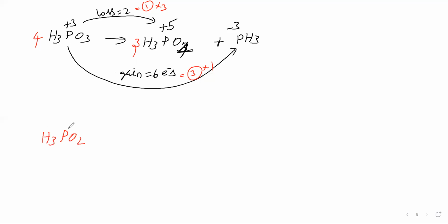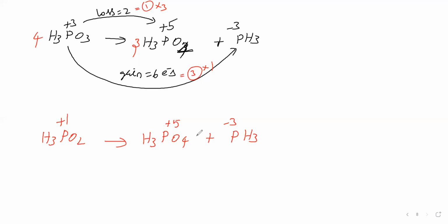H3PO2, hypophosphorous acid, we will take. Here phosphorus is +1. Phosphorus +1 undergoes oxidation to give the highest oxidation number +5. Then phosphorus undergoes reduction to the least oxidation number, that is -3 in PH3. Like this it is converting.